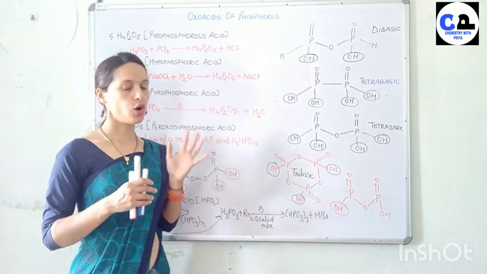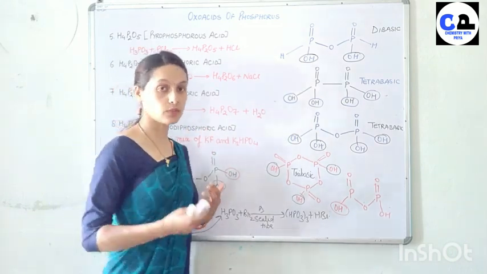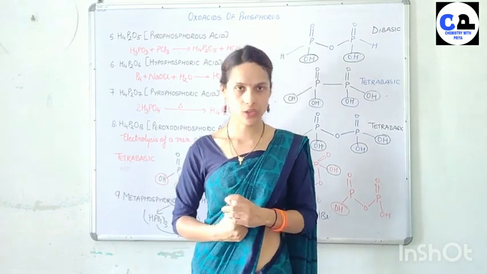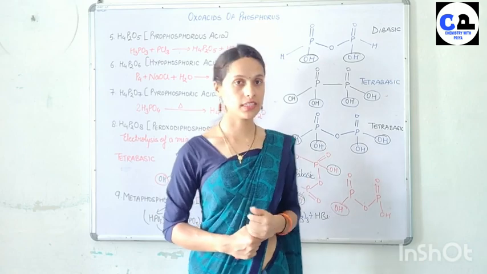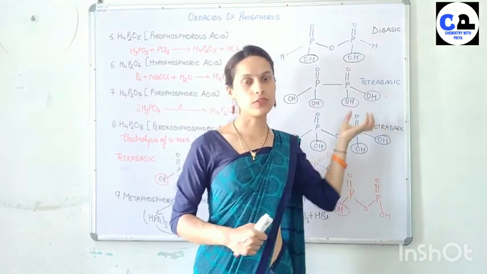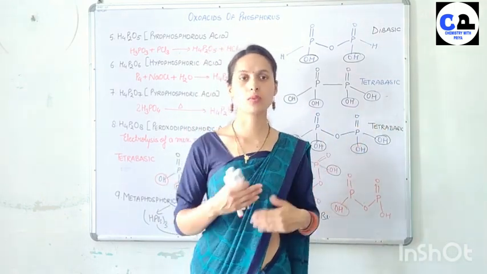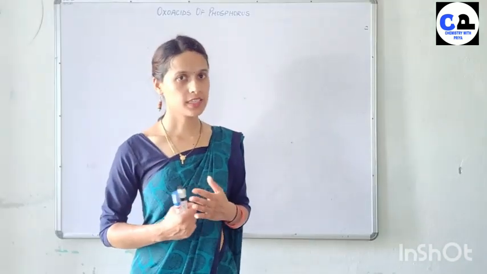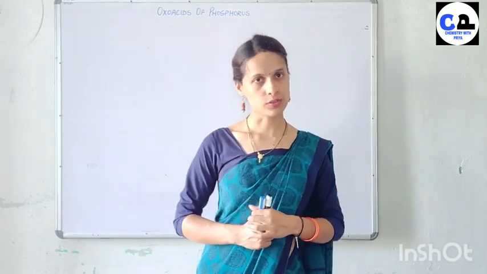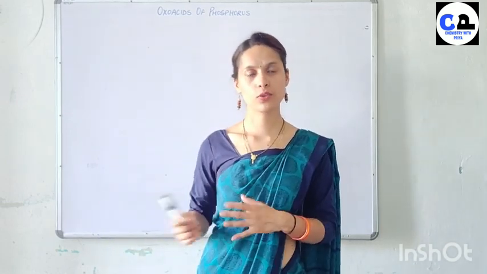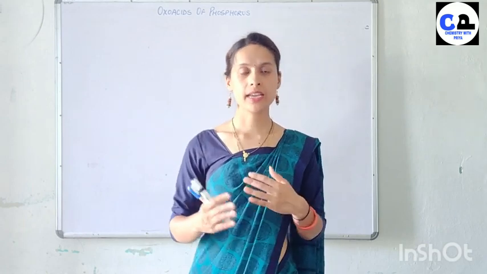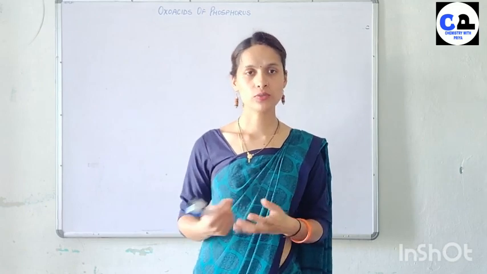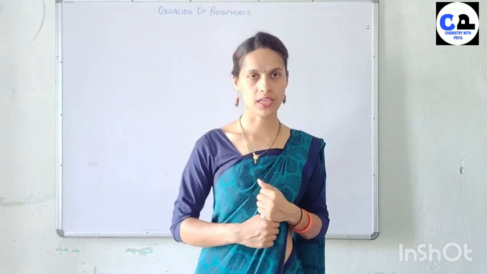So these are the oxoacids of phosphorus, in which we have replaceable hydrogen attached to oxygen, and we have calculated the basicity of each oxoacid with the help of the structure. We studied about 9 oxoacids of phosphorus, and the last one is metaphosphoric acid, which is present in 2 forms, either cyclotriphosphoric acid or linear polyphosphoric acid.